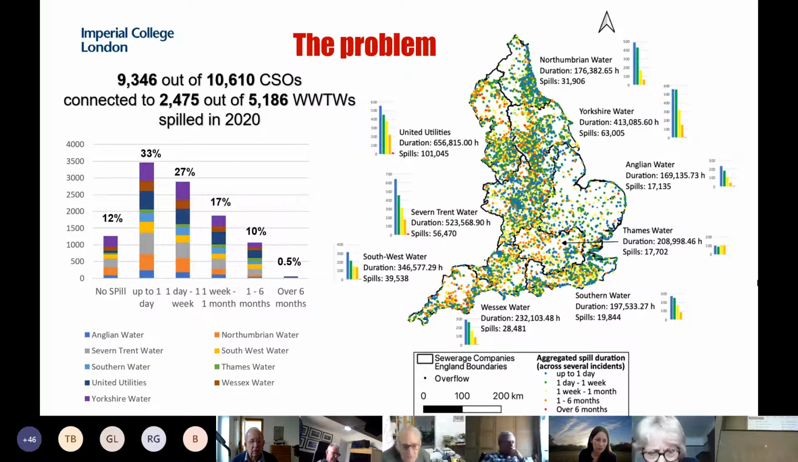33% have an aggregated time of up to a day. 27% between a day and a week aggregated, so over the year they will be spilling for a week. 17% of them between 1 week and a month. 10% between 1 month and 6 months. So a duration that's not continuous, but if it was continuous, it would be 6 months, and 4.5% more than 6 months. Okay, so that automatically tells you that something is wrong.